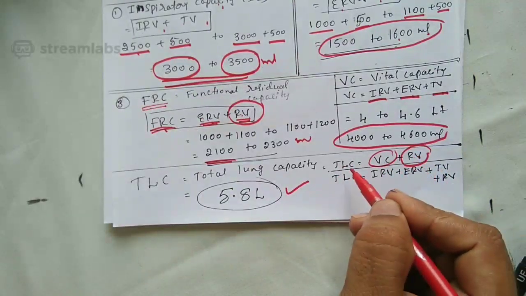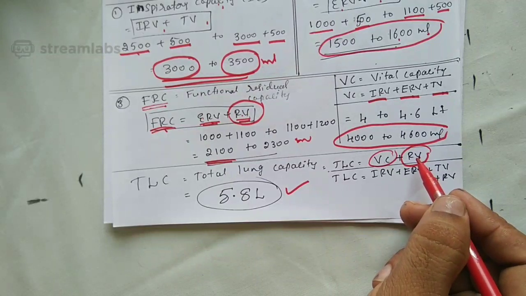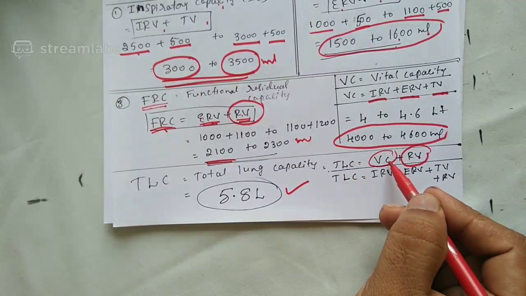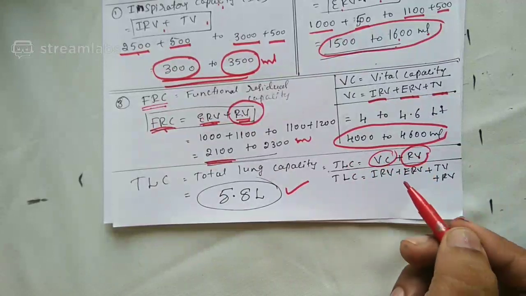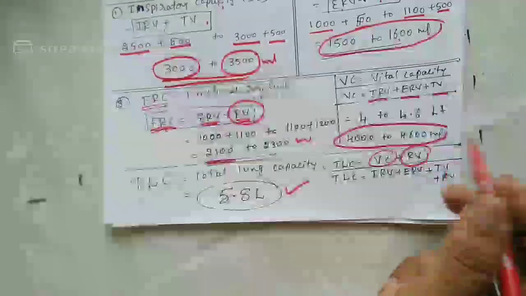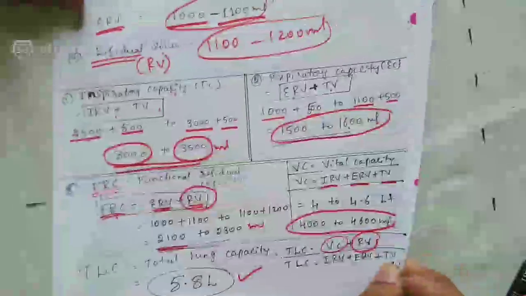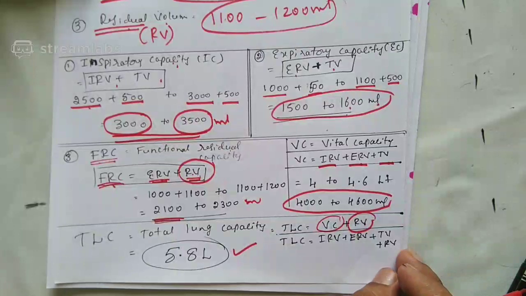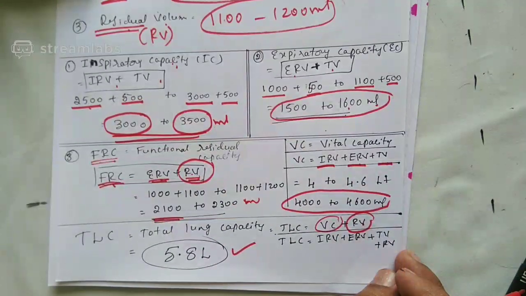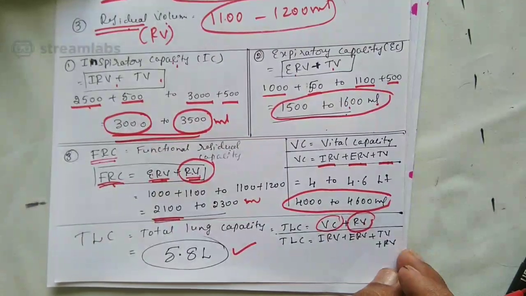This can be asked in a different way. What is the RV formula? RV is equal to TLC minus VC, they can ask. VC is equal to TLC minus RV, they can ask. In different ways this can be asked. Remember all these respiratory volumes. You can take a snapshot if you want, or else I suggest you calculate by yourself so that you can remember for a long time.